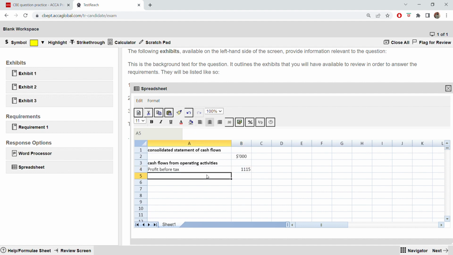Now finance cost. Right after profit before tax is good to take finance cost because that's right after that. How much is the finance cost? Where will you get the finance cost from?